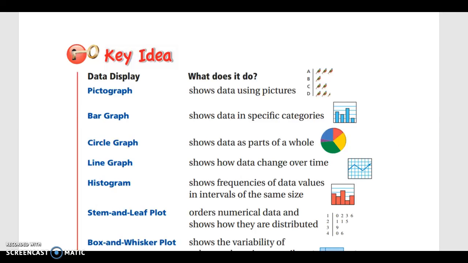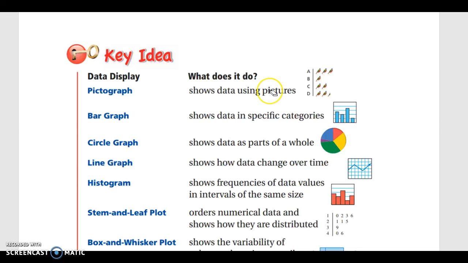Hi, pre-algebra students. In today's lesson 9.4, we're going to talk about choosing an appropriate data display. In the key idea, you're going to see lots of different types of graphs that you've learned about over the course of all of your middle school math classes. We're going to talk about the different types of graphs, what they are used for, and when it's best to choose that type of graph to represent data.